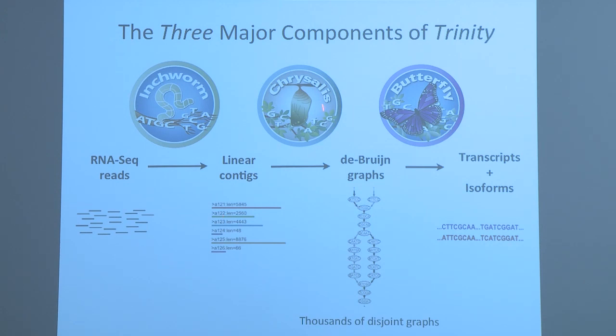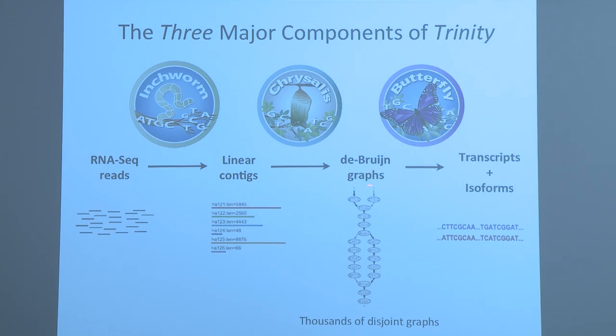There's a process called Chrysalis, which comes in next, and what that does is it clusters together those contigs that are related to each other, such that they might represent different parts of alternatively spliced isoforms, or correspond to paralogous sequences that have shared sequence in common. And ultimately, ideally, we'll end up with 1 cluster of contigs per gene. And then it'll construct the De Bruijn graph.